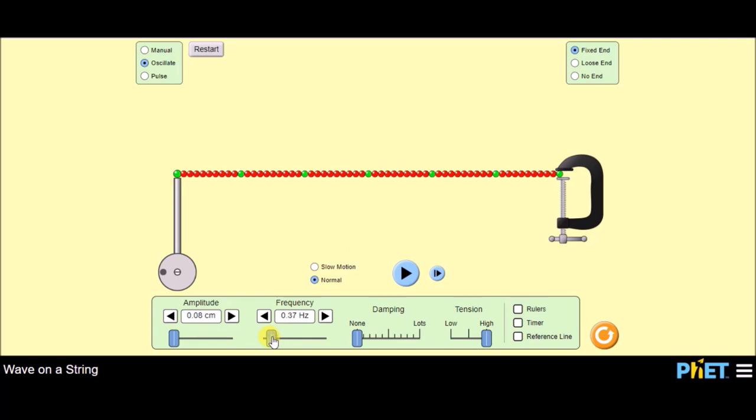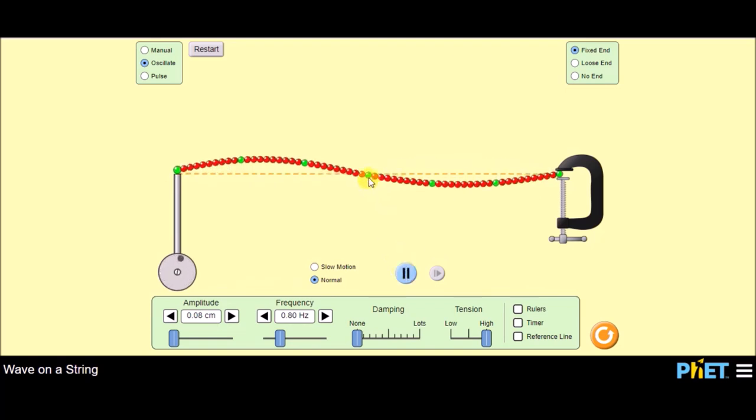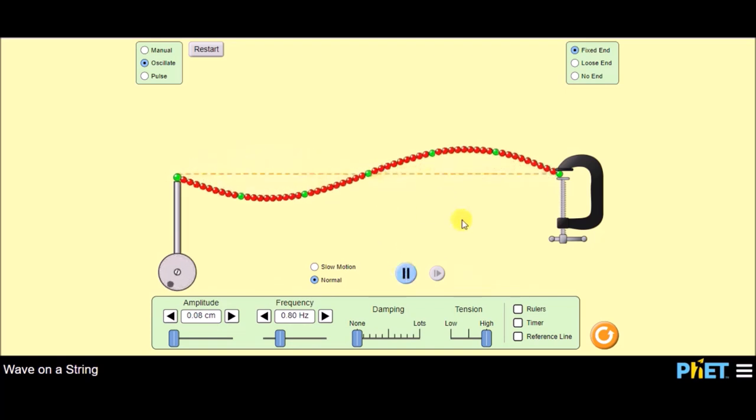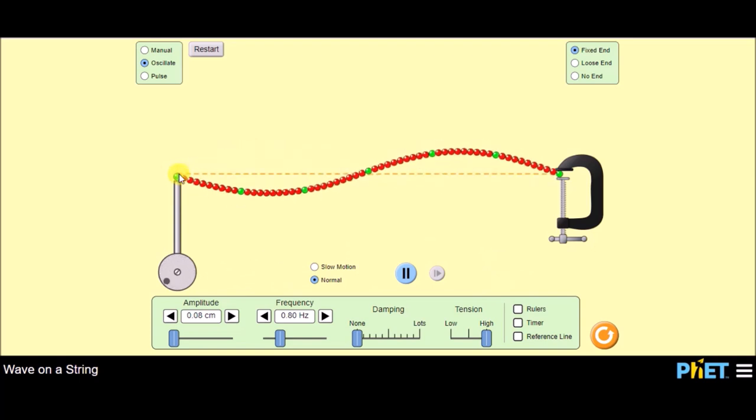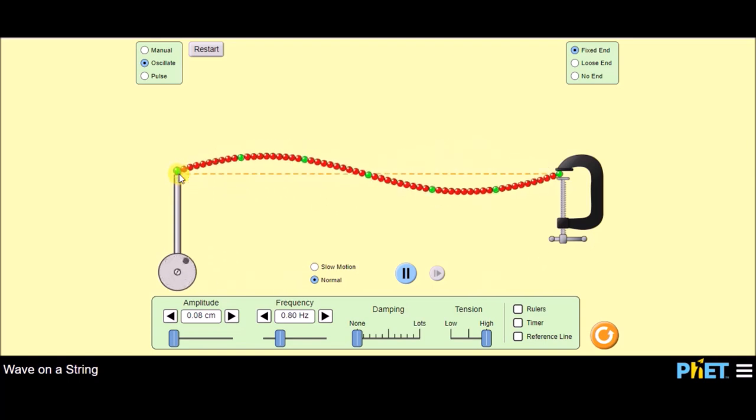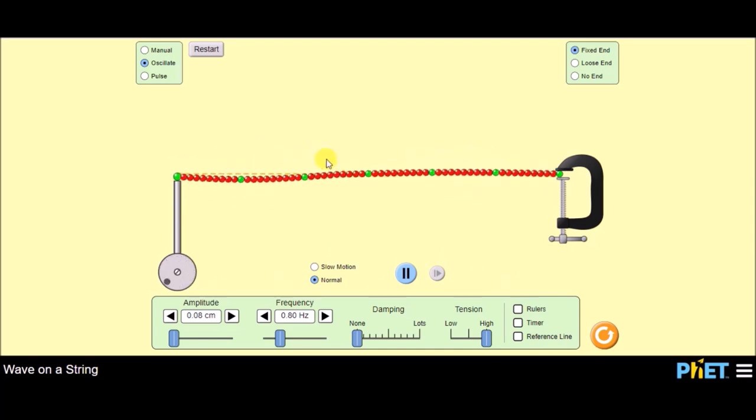Now let us increase the frequency. In this case, this one was the fundamental frequency, and now twice the fundamental frequency will again give some points of nodes and antinodes, and this will be called the first overtone. Let's see. Here it is. You can see there is a node here, and there is a node here, and also there is a node here. So these nodes are again separated by lambda by 2.